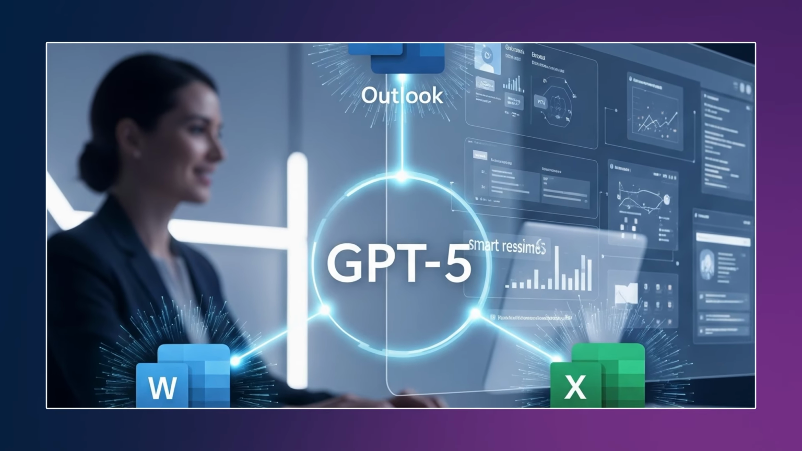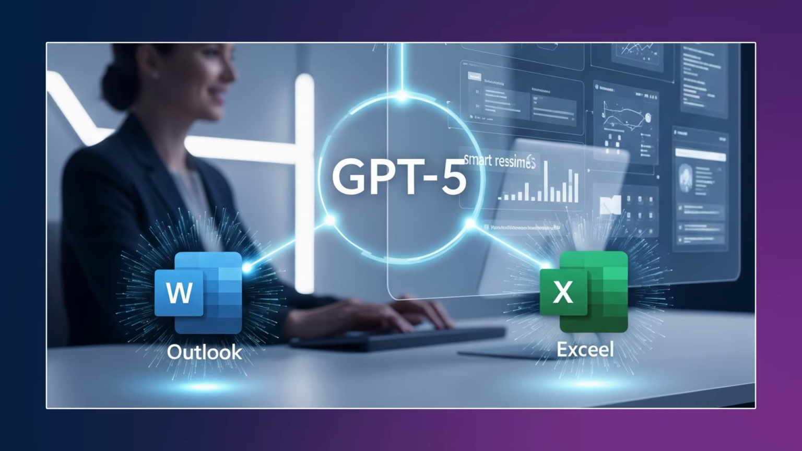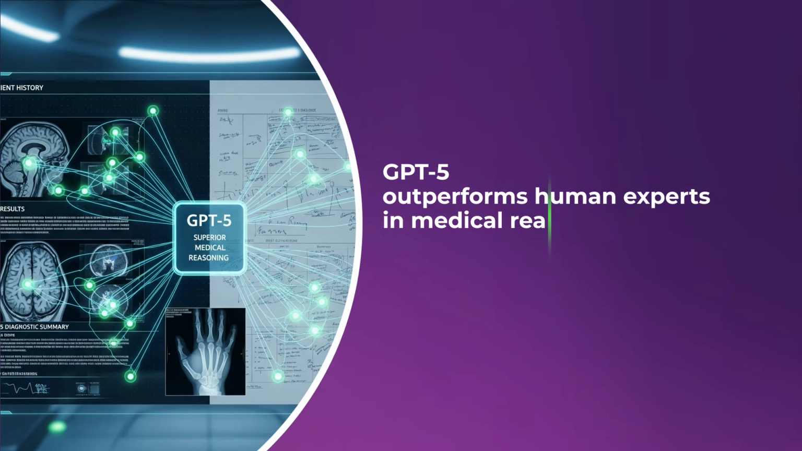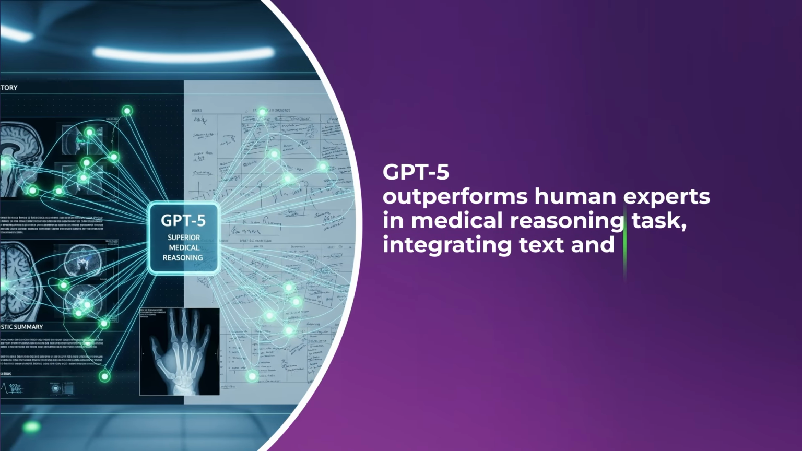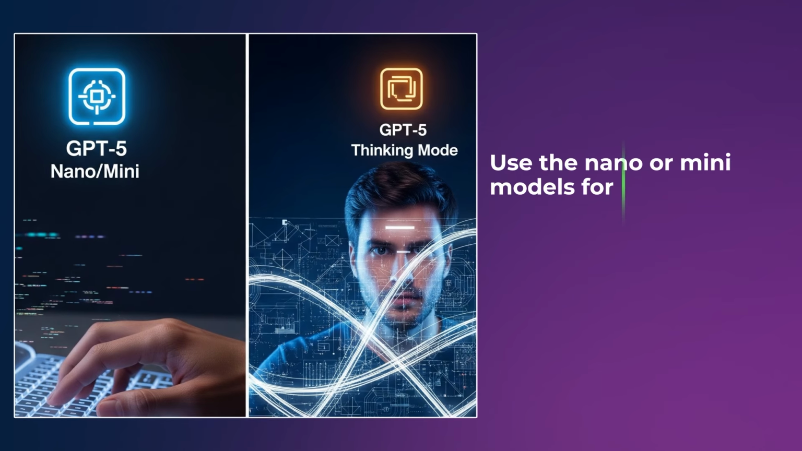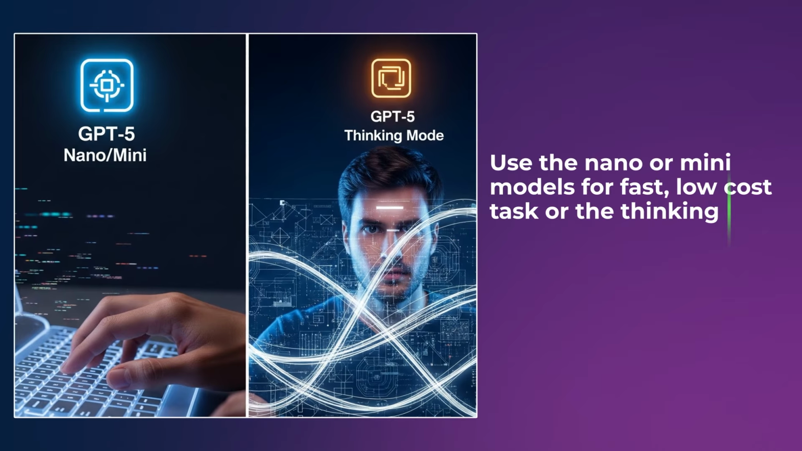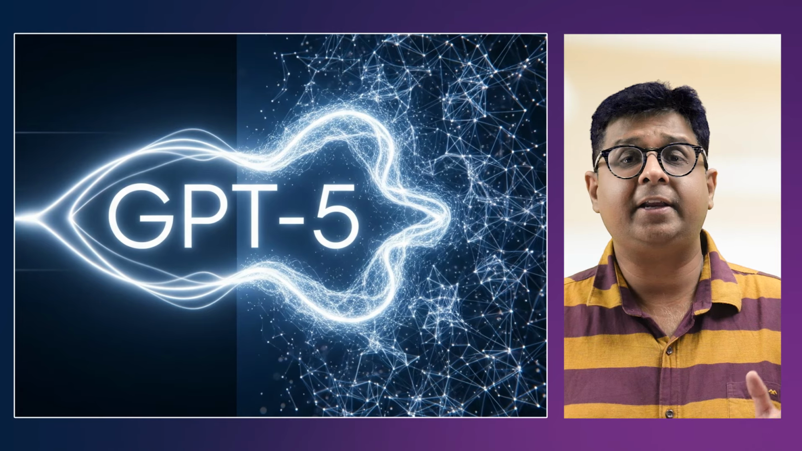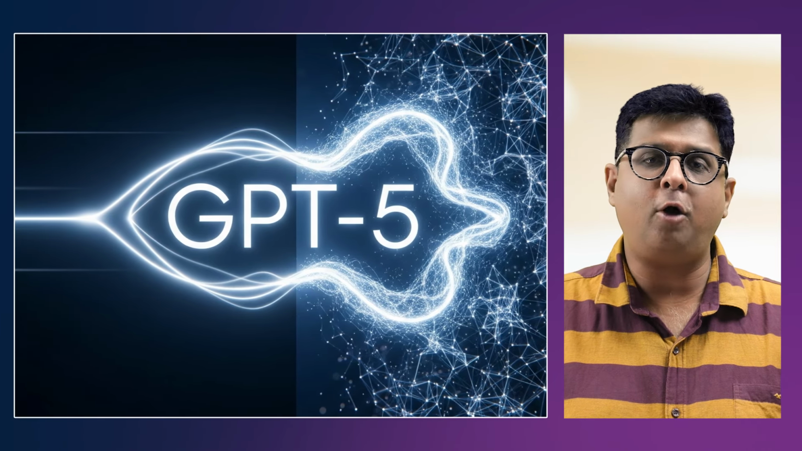Microsoft 365 now runs on GPT-5. That means we have smarter reasoning in Outlook, Word and Excel. Healthcare: GPT-5 outperforms human experts in medical reasoning tasks, integrating text and visuals for better analysis. Developers use the Nano or Mini models for fast, low-cost tasks or the thinking mode for deep reasoning and complex problem solving. Basically, GPT-5 adapts to whatever you need, lightweight or complex task.